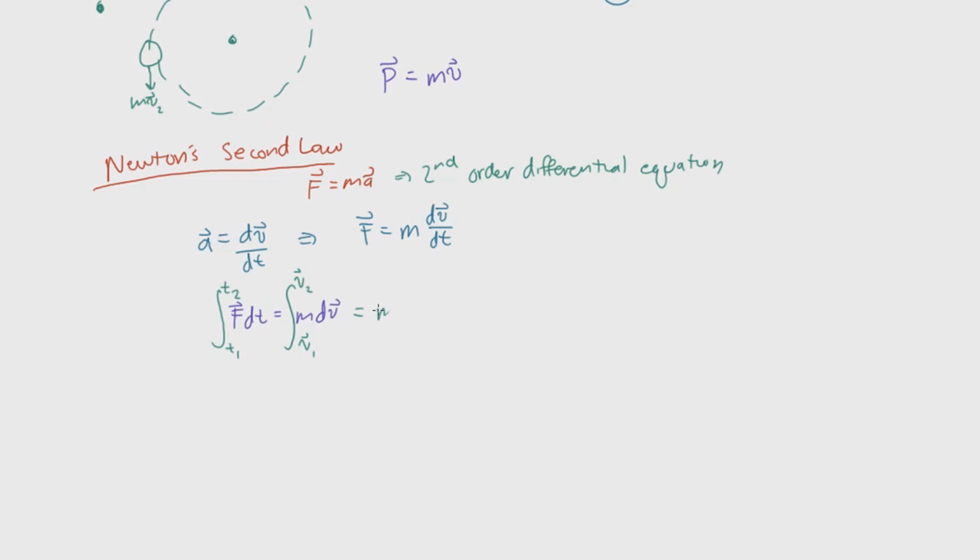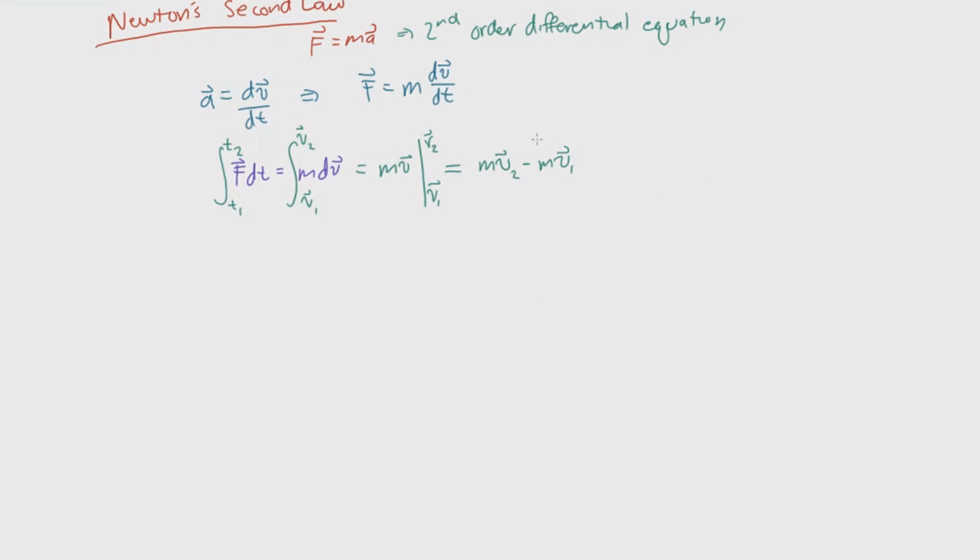So if we focus on this side of the equation, we can actually solve that integral. What that's going to be is mv evaluated from v1 to v2. So that's going to equal mv2 minus mv1. So I'm going to take this value over here and move it onto this side of the equation. I'm going to say mv1 plus the integral from t1 to t2 of some force F dt equals mv2, or the final momentum. And this right here is the linear impulse momentum equation.